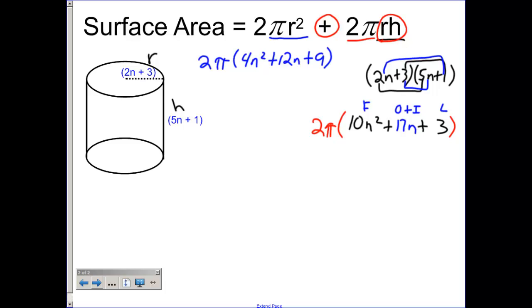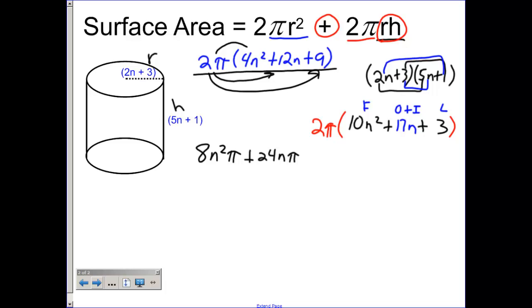So I'm going to do this one up top first. I'm going to distribute my 2 pi. So 2 pi times 4n squared is going to give me 8n squared pi. And then 2 pi times 12n is going to give me positive 24n pi. And 2 pi times 9 is going to give me a positive 18 pi.